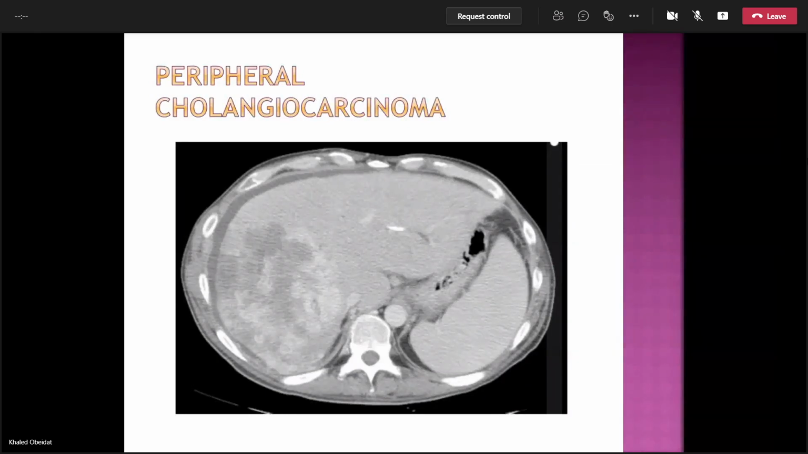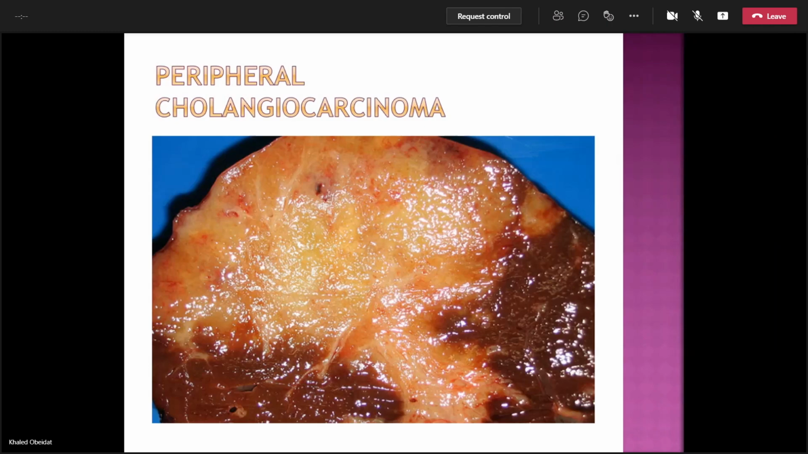Imaging, usually there will be heterogeneous enhancement of the mass, and we will not be able to reach diagnosis except by biopsy. And this is grossly how it appears. We can see that the edges are less rounded and it is infiltrative compared to HCC.